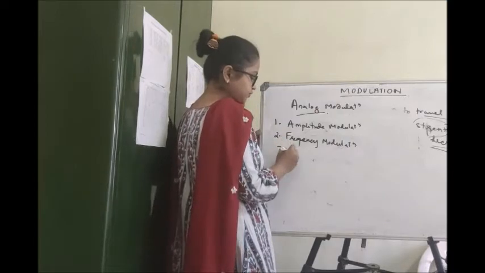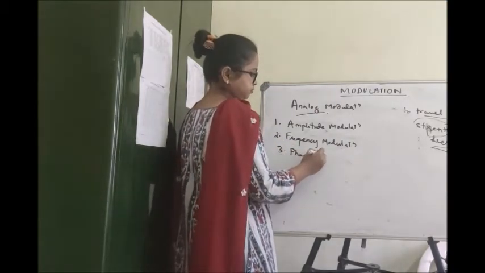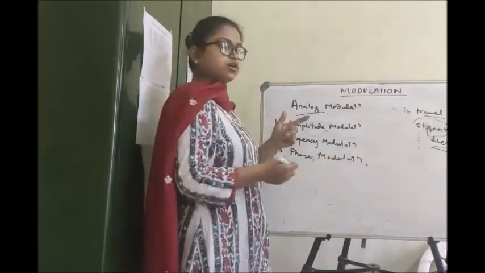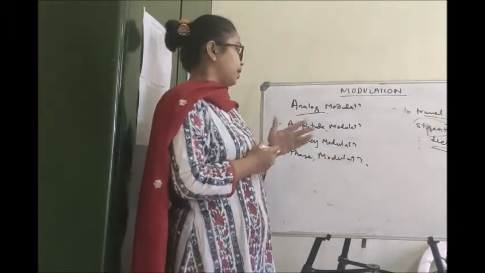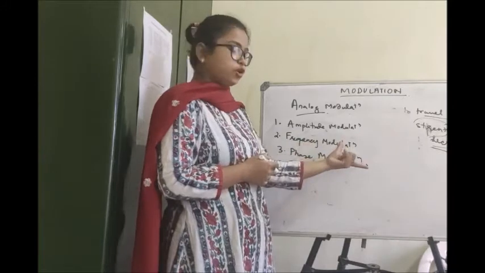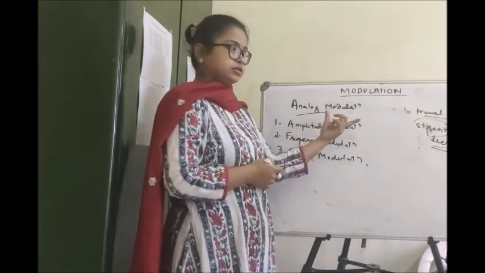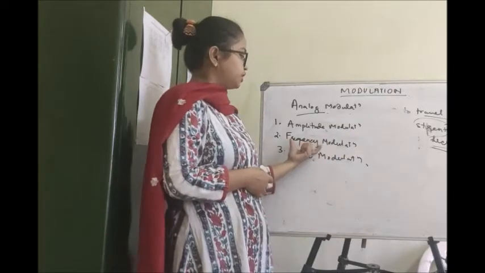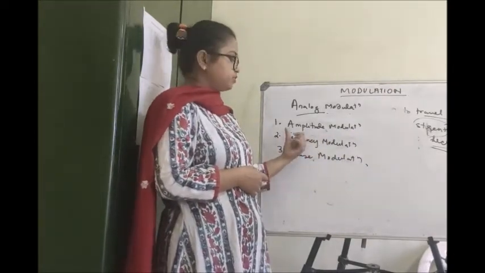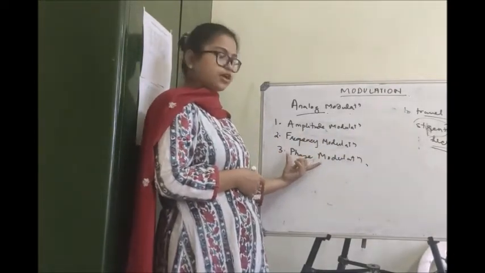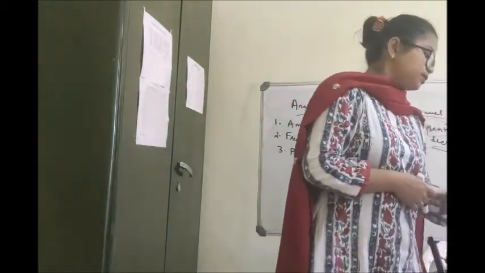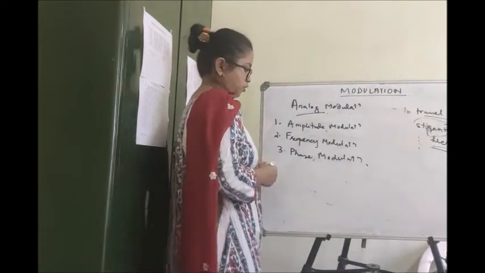The third one is phase modulation. The modulation based on the property of amplitude is called amplitude modulation. When we modulate the carrier wave with the information signal in terms of frequency, we call it frequency modulation. When we do this in terms of phase, we call it phase modulation. So let's start with amplitude modulation.